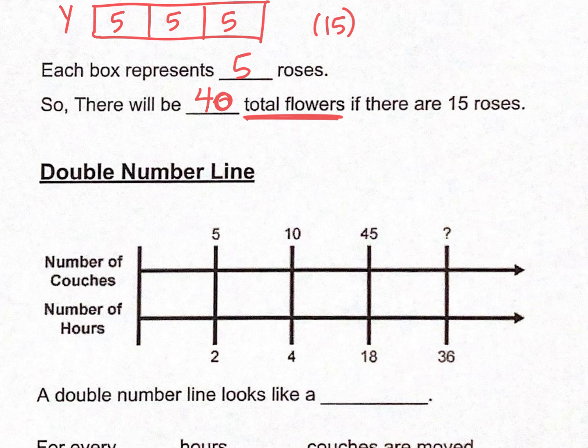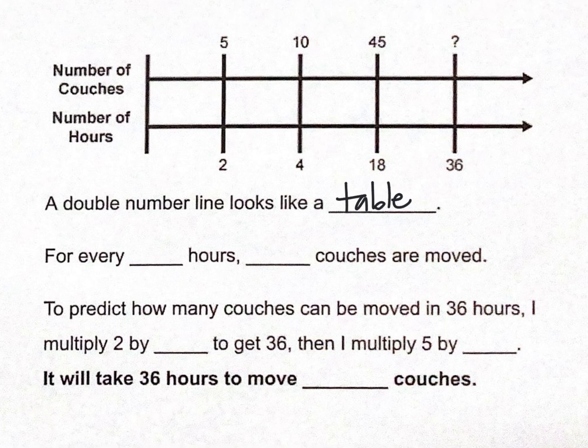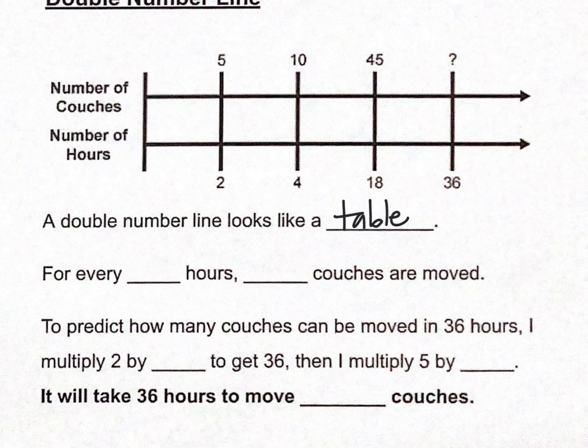A double number line looks kind of like a table, just without it. Normally with a table, you would put the numbers inside the boxes. It's similar to a table because a table aligns all of your numbers up and has everything nice and neat and lined up. Here, it's just on the actual tick marks instead of in the boxes. So it's kind of like a table, but not exactly. So what this is telling me is that, look at what I'm comparing, number of couches and number of hours over here on the side. For every 2 hours, 5 couches are moved. That's my original ratio right here.